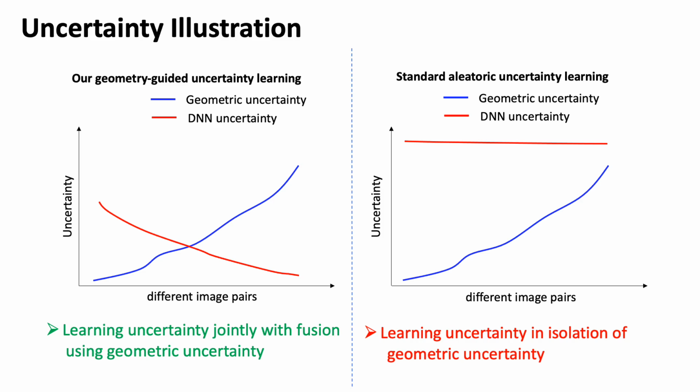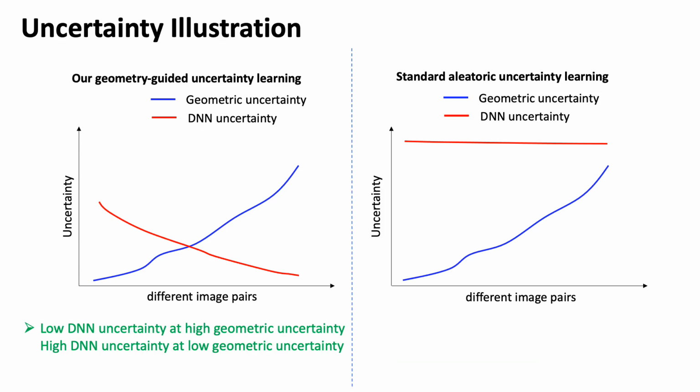We compare with standard uncertainty learning in isolation of geometric uncertainty, and show that the geometric guidance is the key to meaningful fusion. With the geometric guidance, the network predicts low DN uncertainty as high geometric uncertainty for DN solution to dominate in those geometrically ill-posed cases. On the other hand, the network predicts high DN uncertainty to trust the highly accurate geometric solution. In contrast, the independent learning of uncertainty retains different numerical range from geometric uncertainty, making the fusion meaningless.